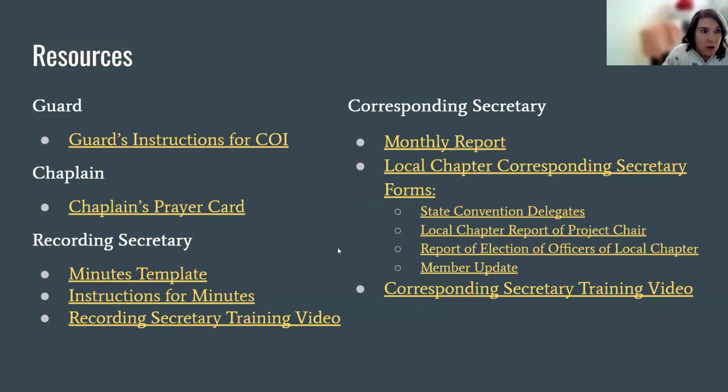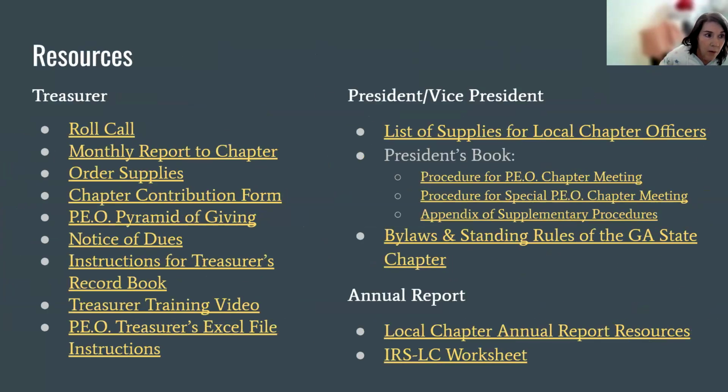Oh, okay, so all of the resources that we've run through today, and I know there was a lot of information that we presented, these next 2 slides have all the resources. These are clickable links, and once we are completed with the local chapter workshops, we will get these up on the Georgia website for you. So there's resources for each of the officer positions. Guard, chaplain, secretary, both secretaries are on this slide. Treasurer, vice president, and president, and annual reporting are on this last slide.